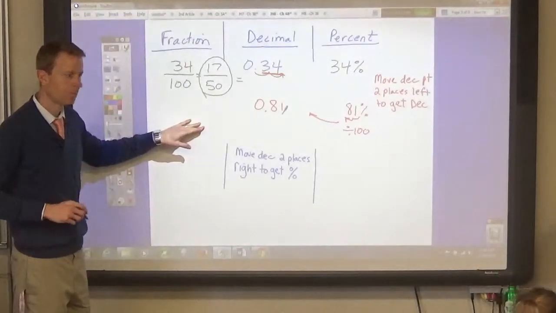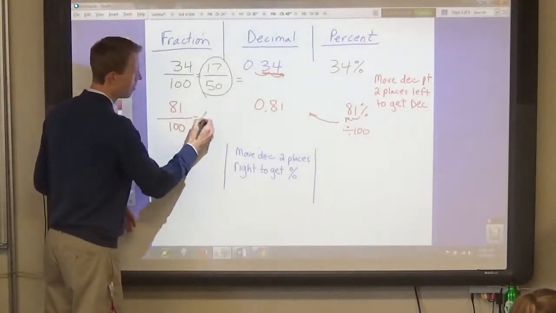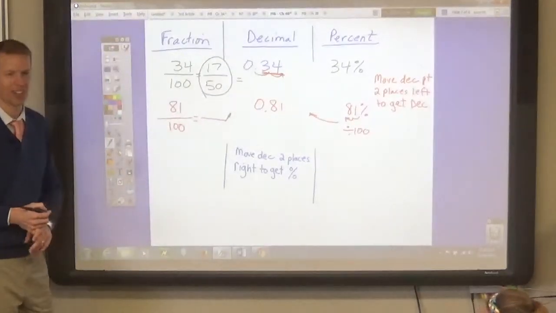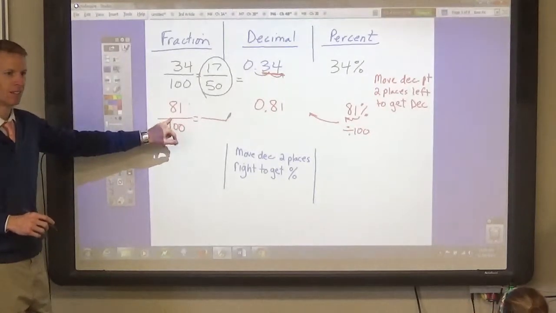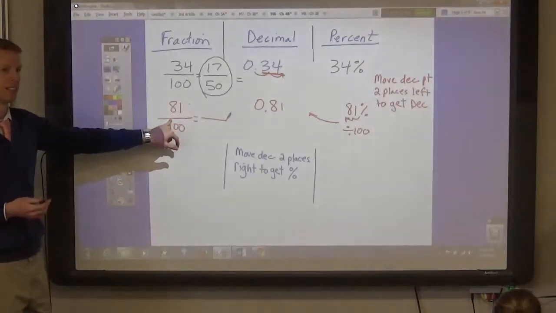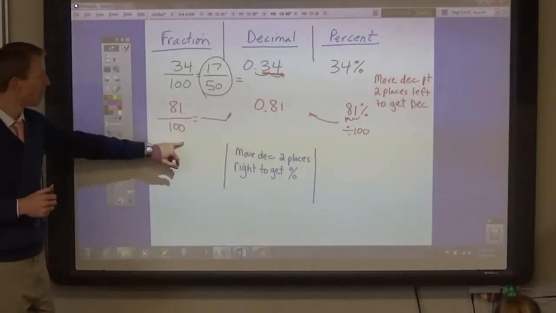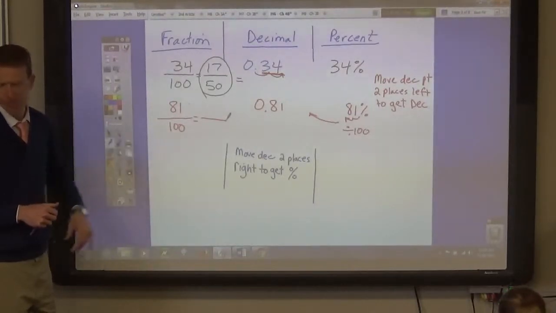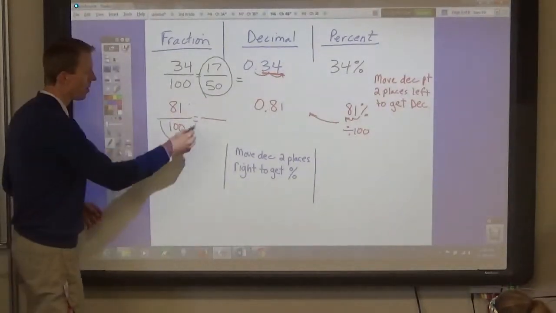Abby? 81 hundredths. And reduce it. Can you reduce it? No, you can't. Just 81 hundredths. I tried to fool you. Is 81 divisible by 3? Yes. Is it divisible by 9? Yes. Is it divisible by 27? Yes. Are any of those divisible into 100? No, not evenly, right, Ariana? Good. So this is 81 hundredths.